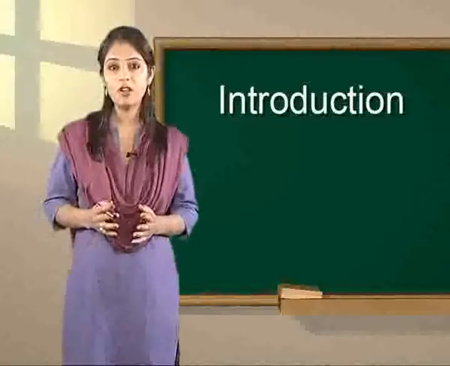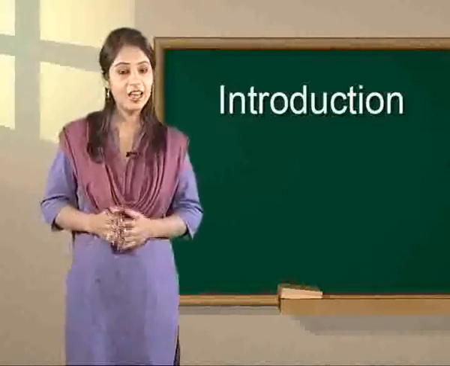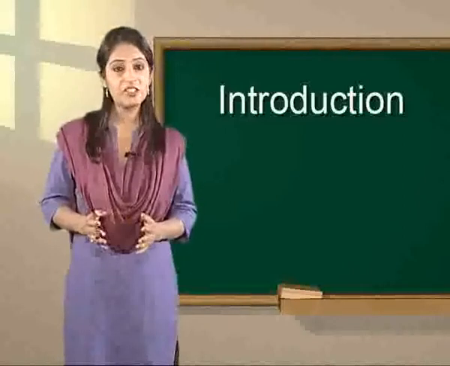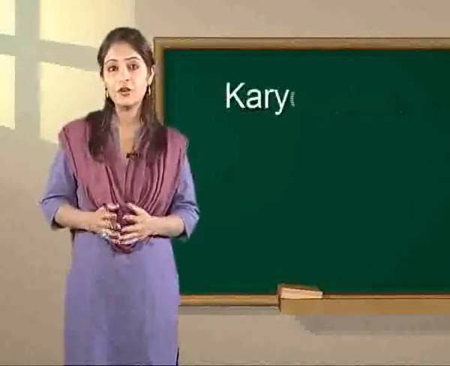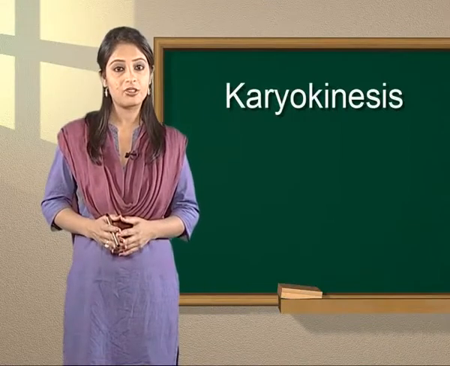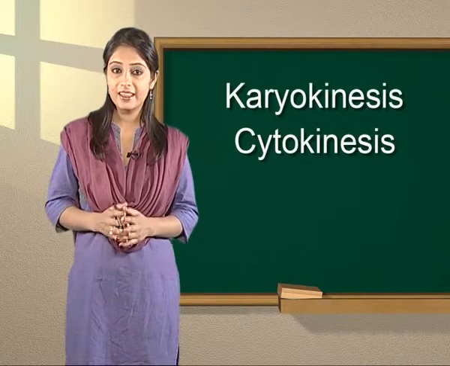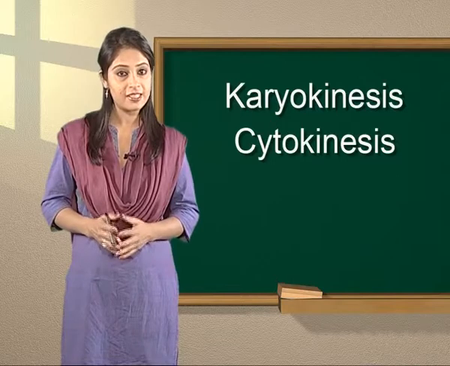Students, we all know that new cells come from pre-existing cells. New cells are formed by the process of cell division, which involves both division of the nucleus, that is karyokinesis, and division of the cytoplasm, that is cytokinesis. In this way, two genetically identical daughter cells are thus formed.